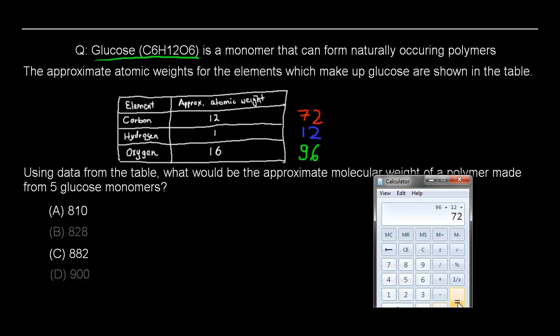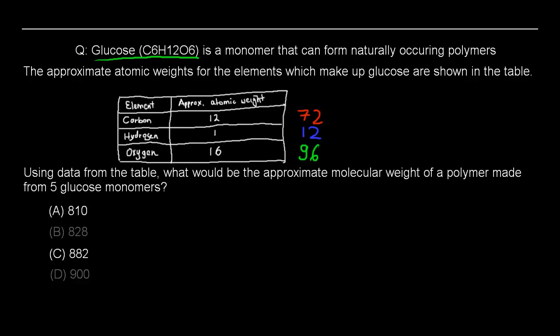That's how much one mole is, but it asks for 5. So we still have to times that by 5. So 180 is for 1, and times 5 is for 5. And that gives us an answer of 900. So 900 is correct. The other ones are all wrong.